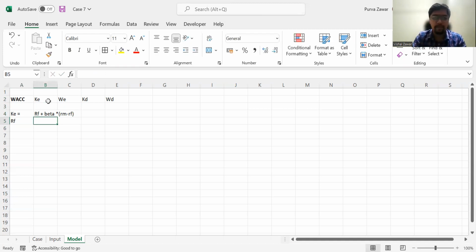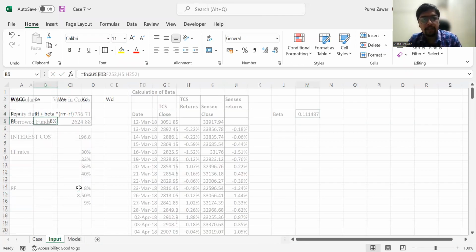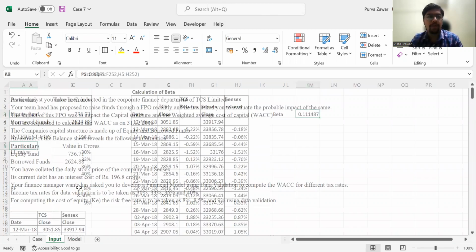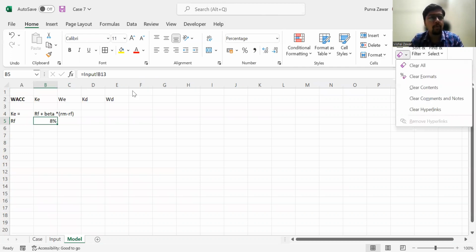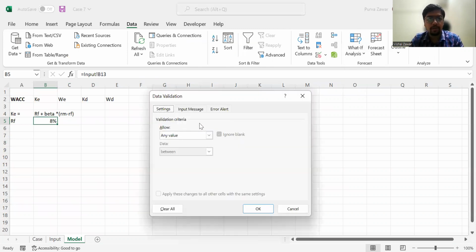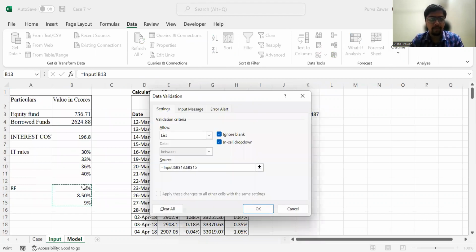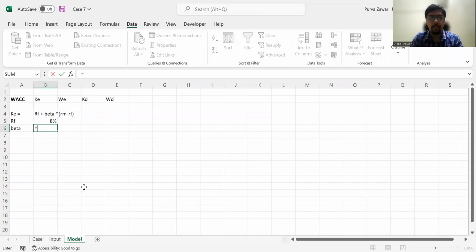So RF is coming from here. They have asked us to have a data validation on RF. So let us first do the data validation over here. Go to the Data tab, then under Validation, you will choose a list. The source is the input RF. So I will have a drop-down. Then beta will be coming from here.